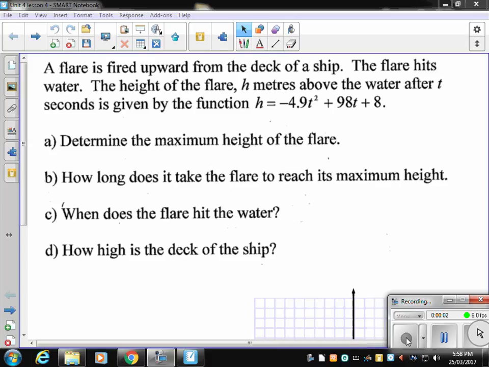All right, lesson 4, we're going to do some application problems. We're going to just deal with one on this lesson. You get to practice on some more. But we're going to talk about a flare is fired upward from the deck of a ship.